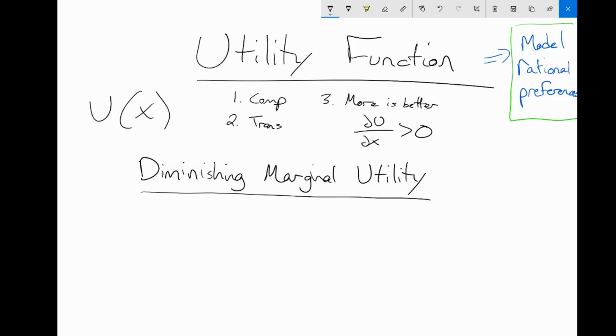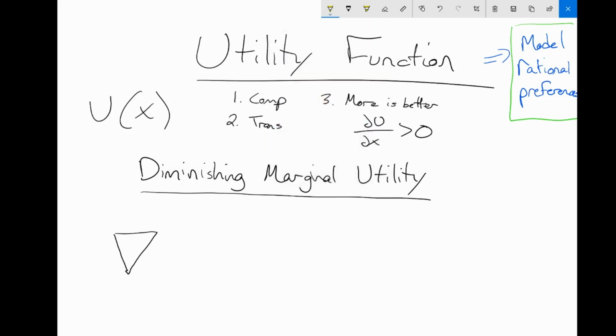Diminishing marginal utility. Let's use an example. Imagine that you're very hungry, and I offer you a slice of pizza. Let's assume away any dietary restrictions. Let's say that you like pizza. So I offer you a slice of pizza, the first slice of pizza.